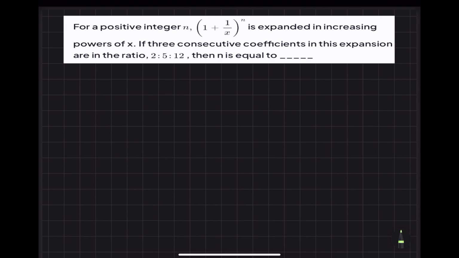Suppose that we are talking about nCr. Suppose this is the one. So next would be nCr plus 1 and the previous would be nCr minus 1. Okay, so you have to imagine in this way. Now how will you handle this situation?